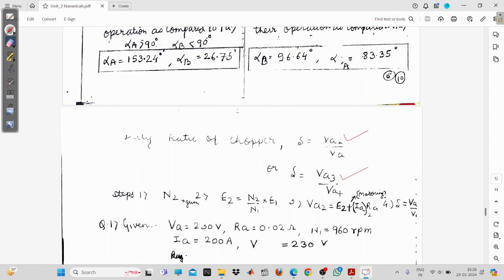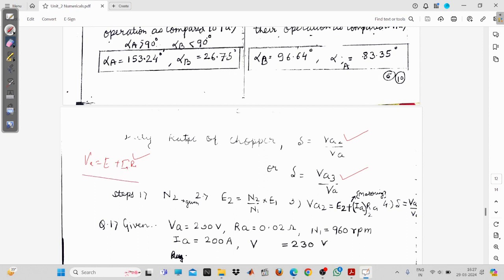Now this is for the motoring operation. Again, you know that for the motoring operation VA will be equal to E plus IA into RA. So basically this armature voltage is providing the power to the DC motor, and accordingly there will be a power dissipation in the resistance and some power gets stored inside the inductor. But for the DC voltage equation we have not taken into account the inductor voltage, because the average value of the inductor voltage is always equal to 0. So we are having this equation, that is VA will be equal to E plus IA into RA.